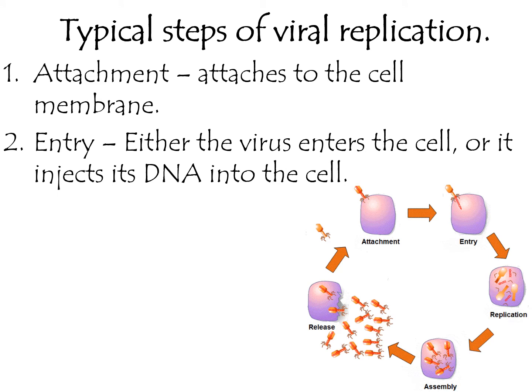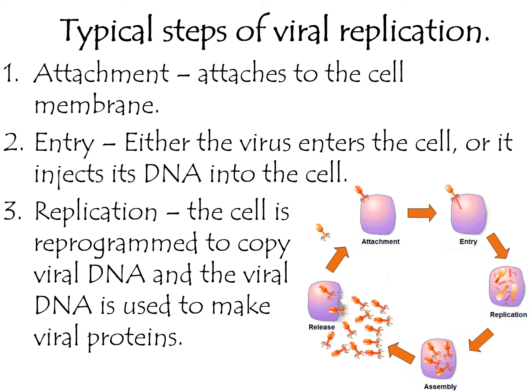Step two is entry. So there's two different ways that a virus can enter a cell. Either the virus latches onto the cell membrane and tricks the cell into taking it in by the method of endocytosis, where it surrounds the virus in a membrane and brings it in, or it just injects its DNA directly into the cell. So you can see here that bacteriophage injecting its DNA, and the protein coat of the virus doesn't enter the cell. So either way, the DNA of the virus is in the cell, whether it's the whole virus or just the DNA.